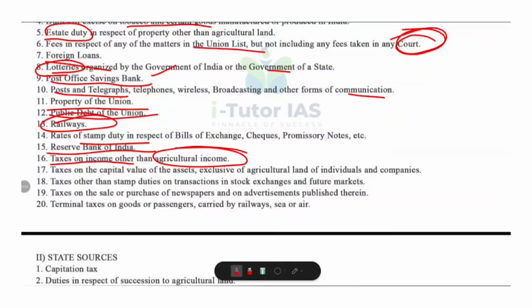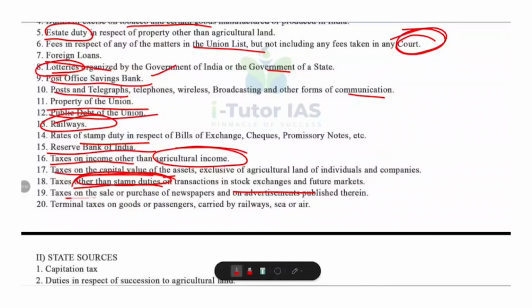Then taxes on capital value of assets, on assets of individuals or companies excluding agricultural land. Then taxes on stock exchange transactions. Taxes on transaction in stock market and future markets excluding stamp duties. Okay, excluding stamp duties are also a source of revenue for union government.